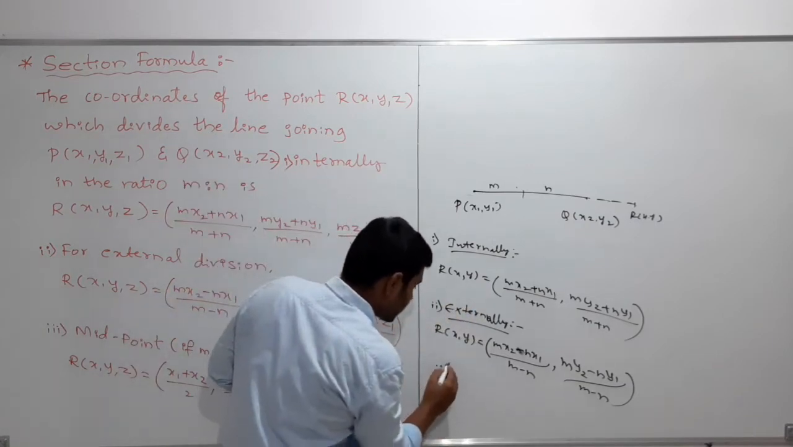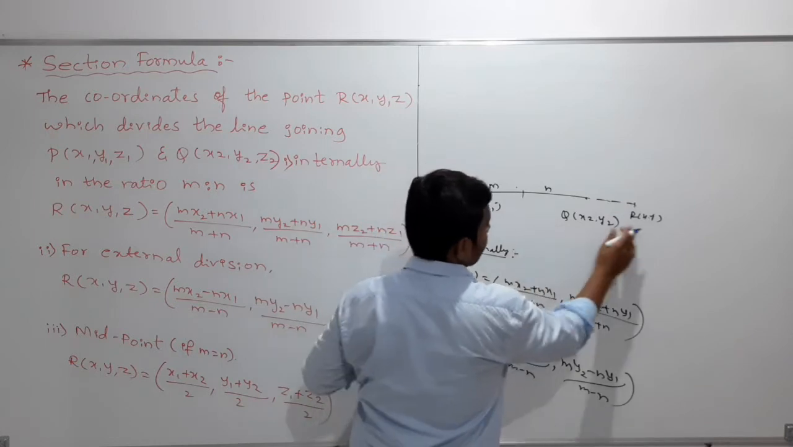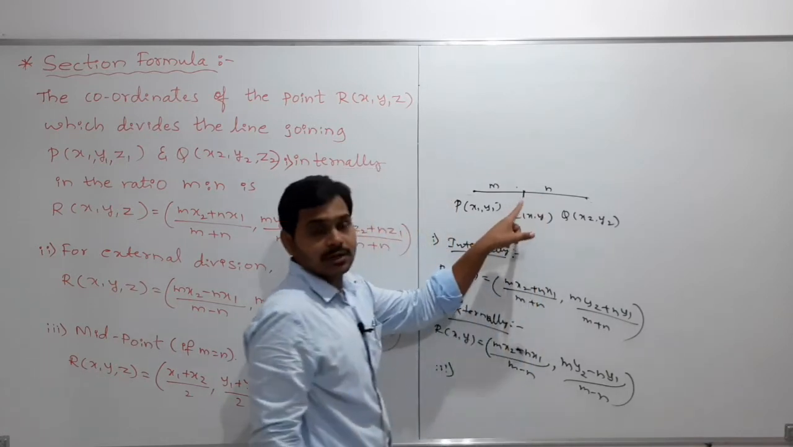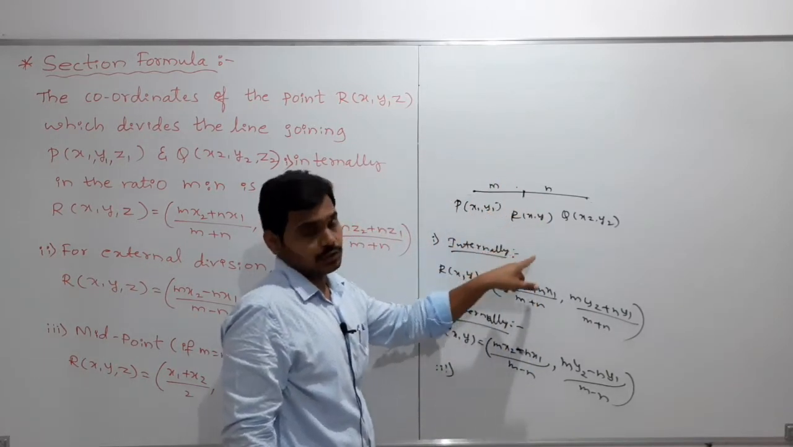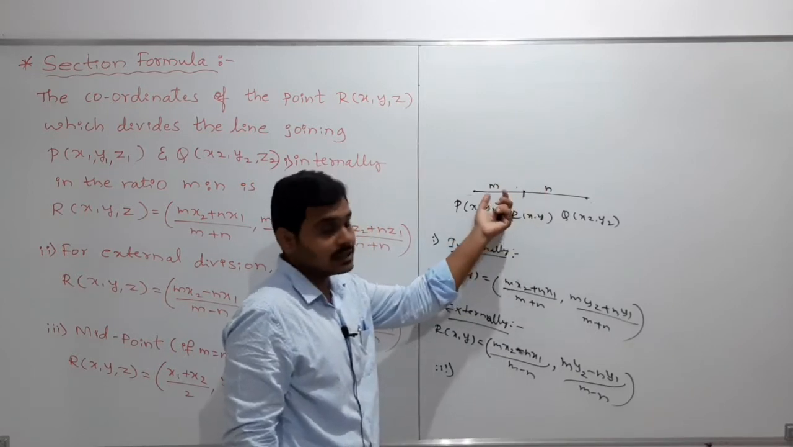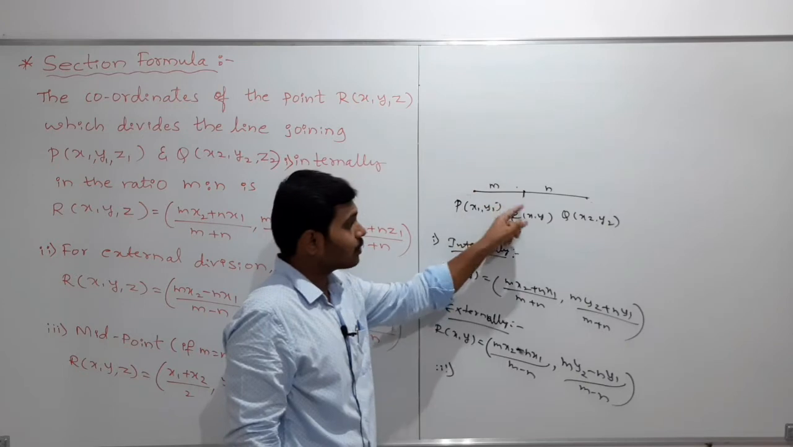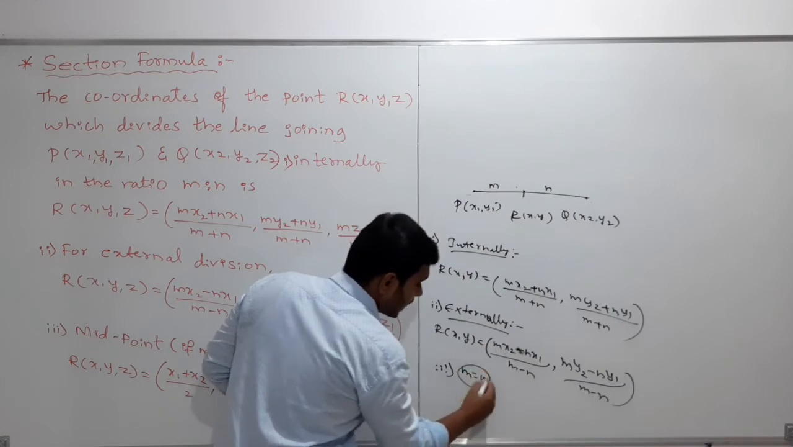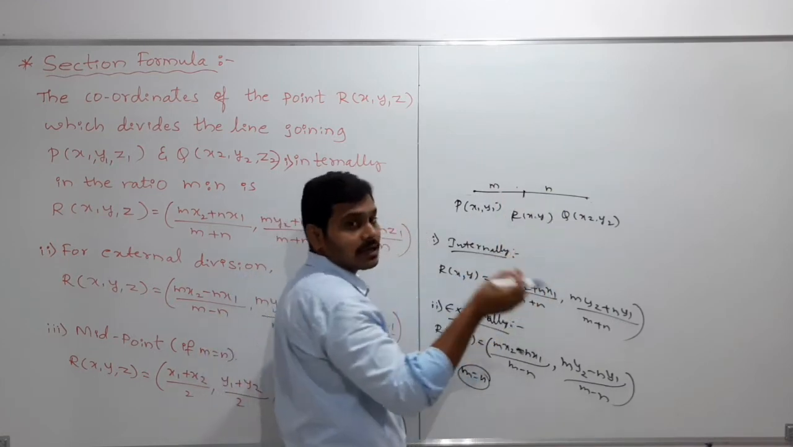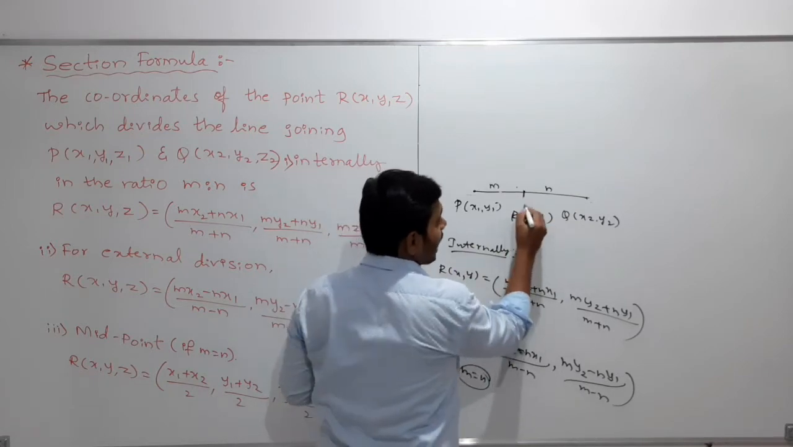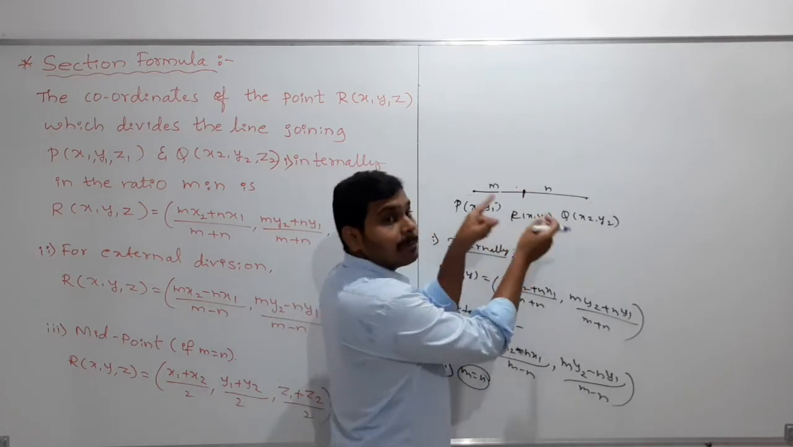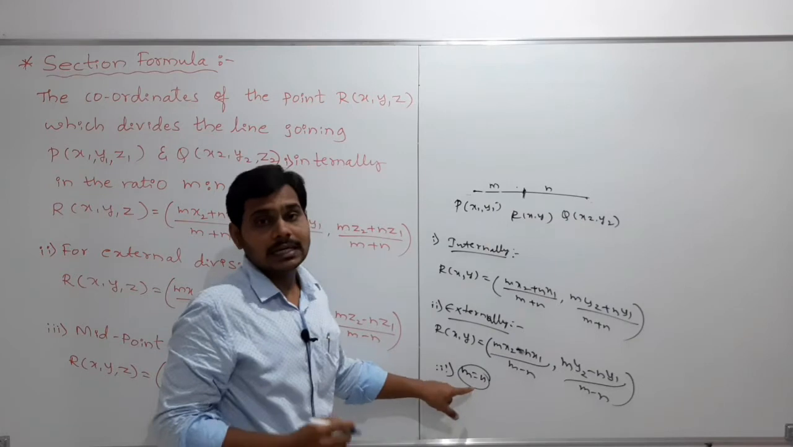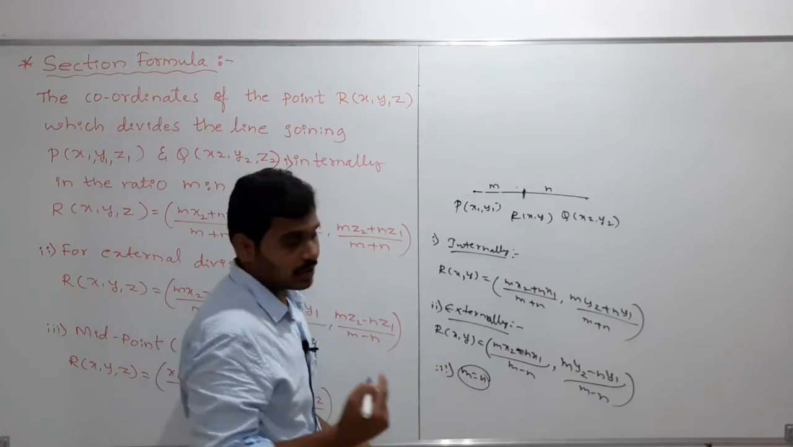Another case, my dear students, is if this point R of x comma y divides PQ in equal ratio, which means m is equal to n. The distance from P to R is the same as from R to Q. That indicates that this point R will be the midpoint of PQ. So in this situation we can use the midpoint formula.